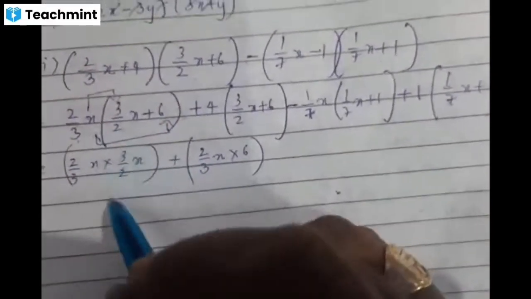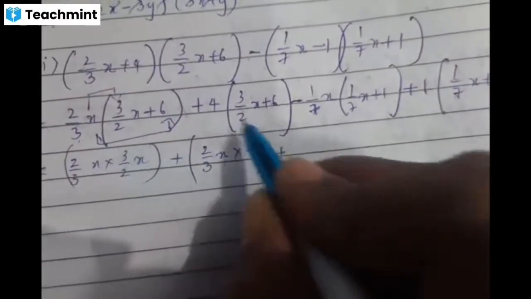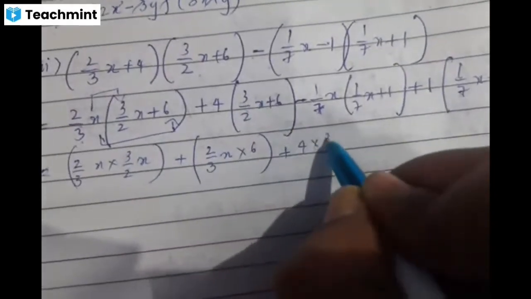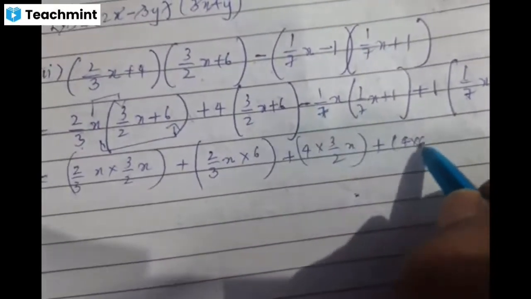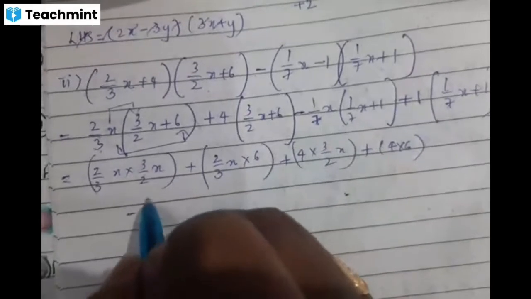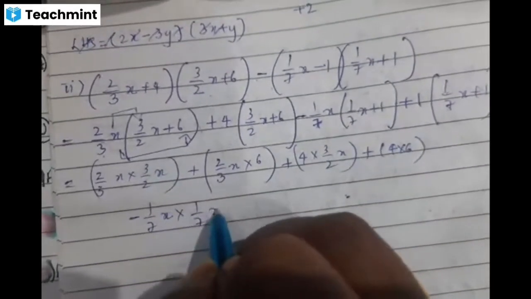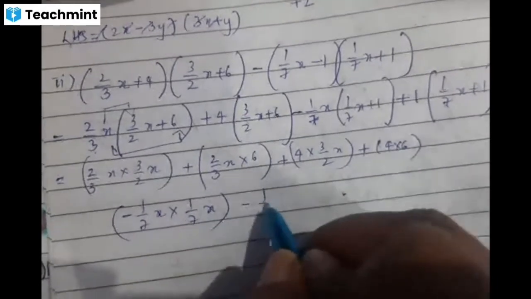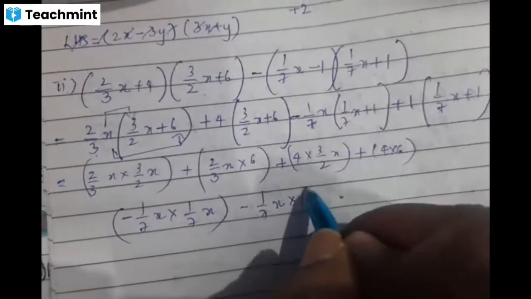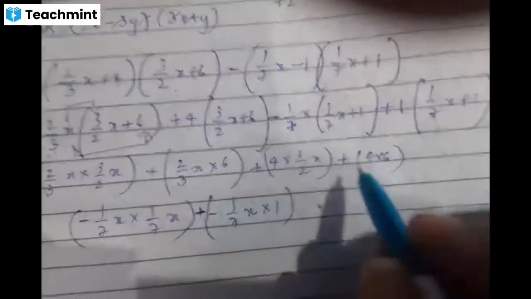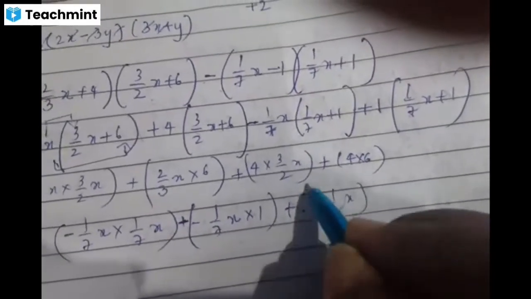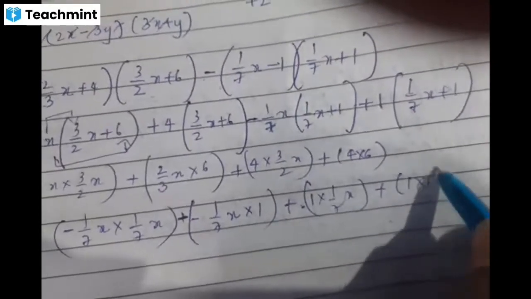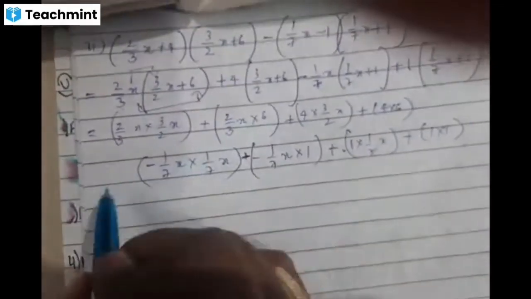Since you have got the rational numbers, children, I am going to add the step plus 4 into this: 4 into 3 by 2x plus 4 into 6. Then in this step, minus 1 by 7x into 1 by 7x, then minus 1 by 7x into 1. Then plus 1 into 1 by 7x, and 1 into 1. So this step I have added in this problem, children.